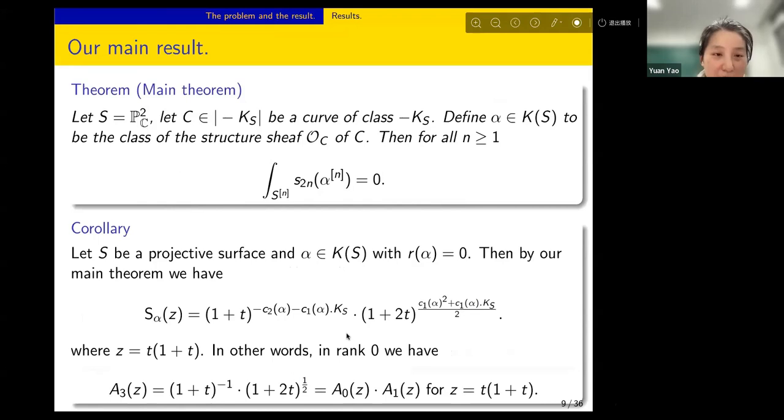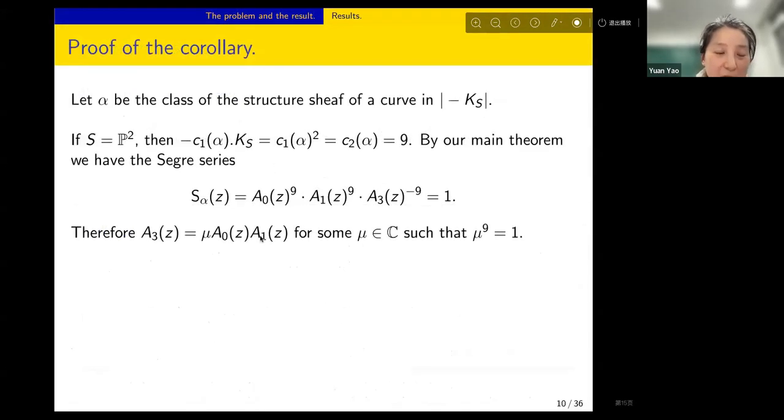The conjecture. So I will explain. It's not difficult. It's very easy, very direct. So you compute. Now the series depends on C1, the second number of C1 with this canonical line bundle. So you compute everything together. For this special case, we choose S to be P2 and alpha the class of the structure sheaf of a curve in this anti-canonical divisor.